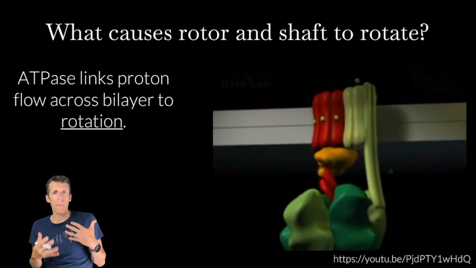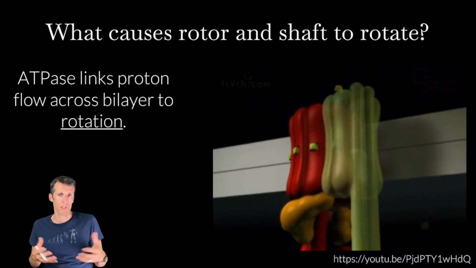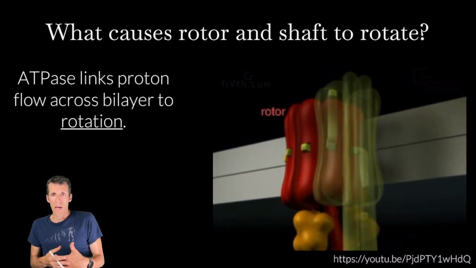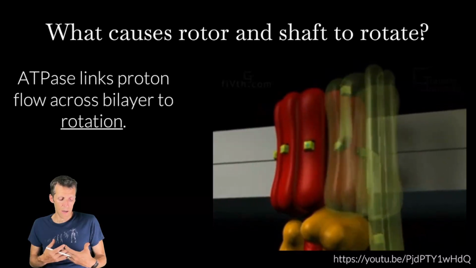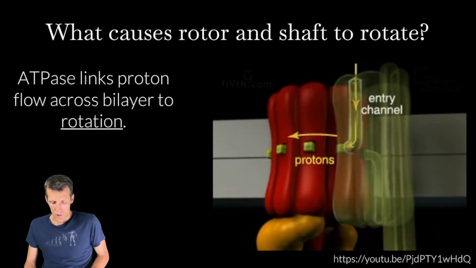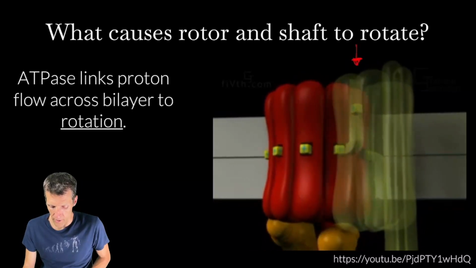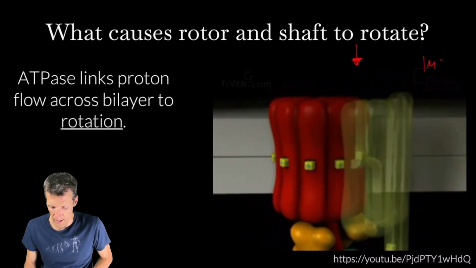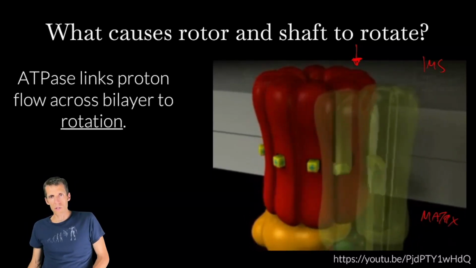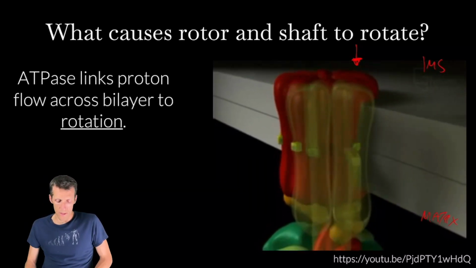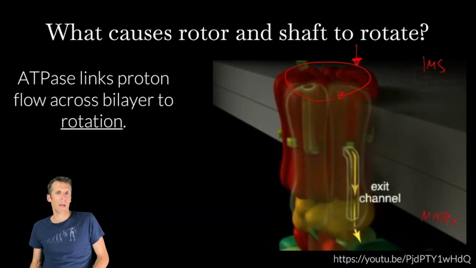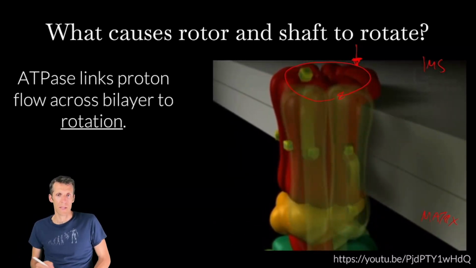So part of it moves, part of it doesn't. So we're going to think about how this works by asking a series of questions. What causes the rotor and the shaft to rotate? And it turns out that the system is linking proton flow across the bilayer to rotation. So protons are coming in, again, let's orient ourselves, from the IMS side, going into the matrix side. And as they flow downward, they are triggering a rotation of this complex in a circle. They're basically driving it in a circle.